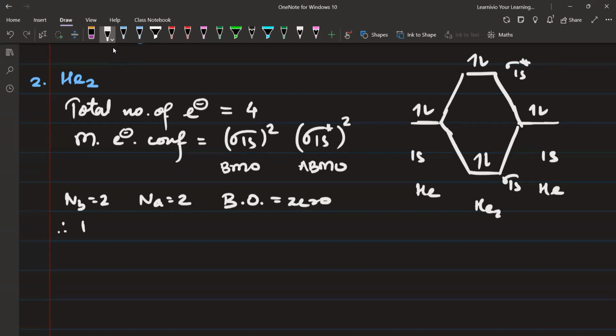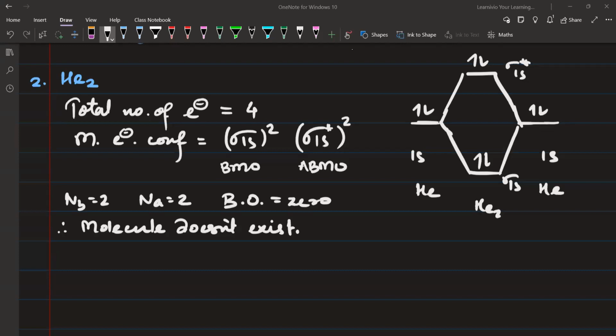Therefore, the molecule doesn't exist. Does this make sense? Yes or no? Please tell me. Yes, sir. Copy this down.